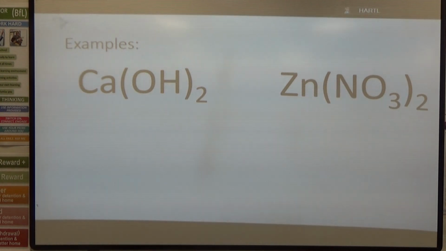Okay, so what we've got then is our first one is Ca, and then we've got OH in brackets, and then 2 just outside the brackets. Okay, our second one, Zn, we've got NO3 inside the brackets and 2 on the outside of the bracket.